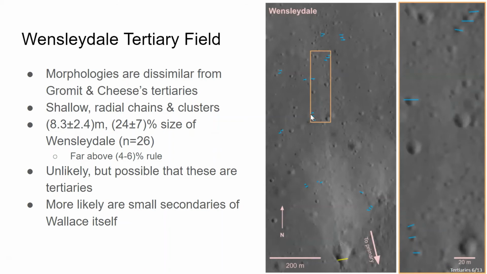They're shallow, they have radial chains and clusters, so it's more similar to what you'd expect for small secondaries. And the real kicker is they're about 8 plus or minus 2 meters on average, which is 24 plus or minus 7% the size of Wensleydale. That's way above that 4 to 6% rule. So it's possible, but pretty unlikely, that these are tertiaries. They're more likely to be small secondaries of Wallace itself. In addition, it's hard to put radial indicators on this one because it's further out, so the radial indicators from Wallace would look pretty similar to those from Winslow.